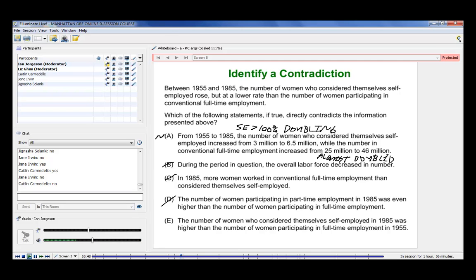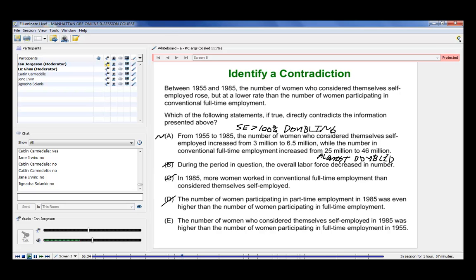And finally, number of women who considered themselves self-employed in 85 was higher than the number participating in full-time employment in 55. So now we're comparing the actual number in 85 in one category to the actual number in 55 in the other category. Do we know that that contradicts the information above? Okay, dead silence from the room. Let me just ask you guys this. Can I compare the actual number of one group in 85 to the actual number of the other group in 55?